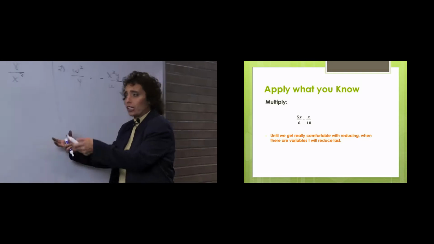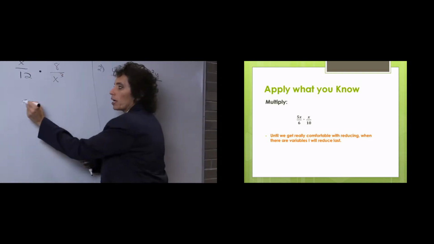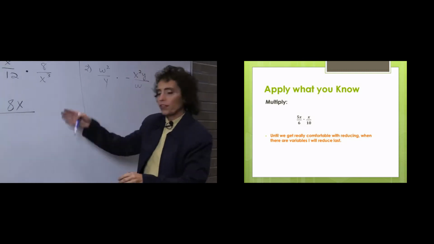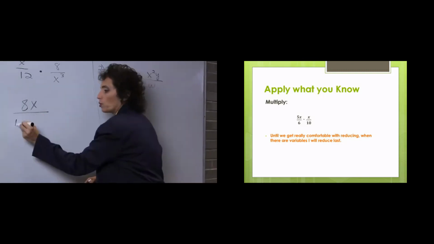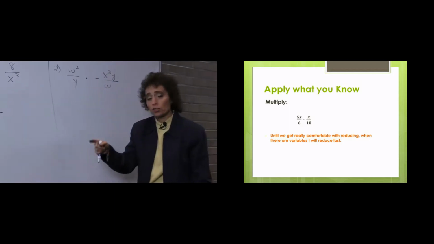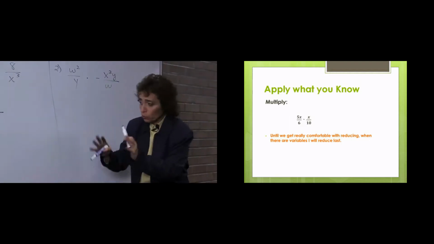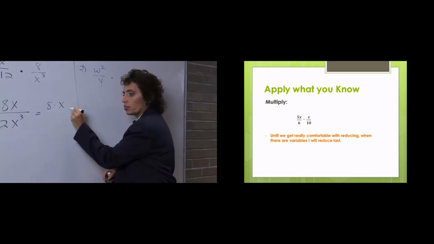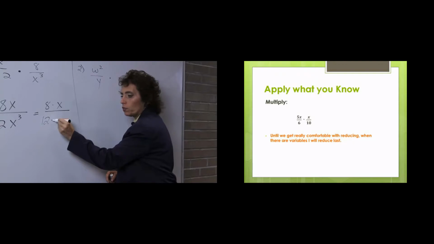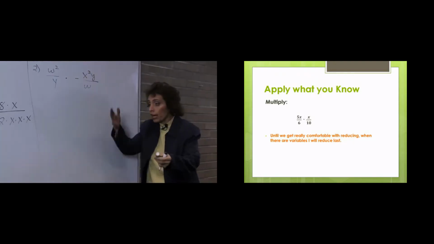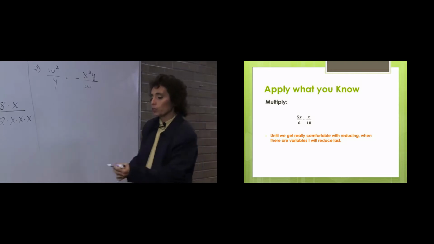All right, let's take a look at this. We're going to multiply across 8x. Remember, we could write x8, but that's kind of funky. We want to write the coefficient in the front. All over 12 times x cubed is 12x cubed. Now we're going to reduce. Now you may know how to reduce this a different way, which is fine, but I'm going to go step by step. This is 8 times x on the top. On the bottom, this is 12 times x times x times x, because that's what x cubed means, x times x times x.